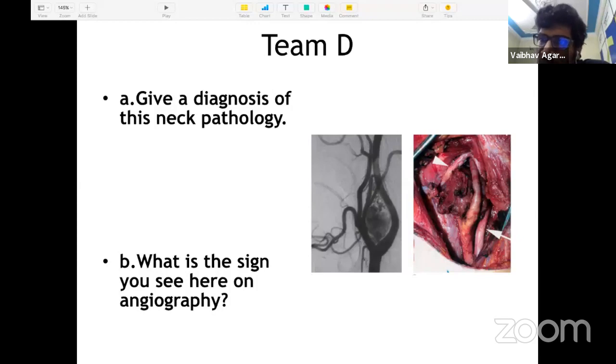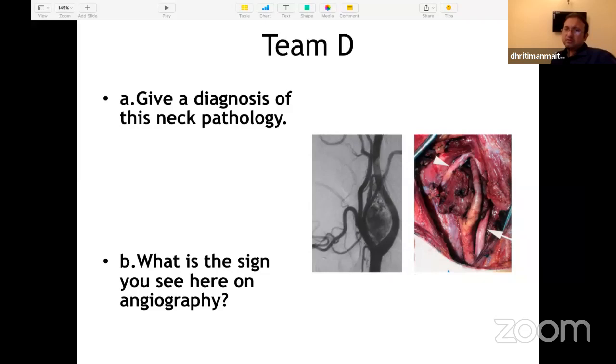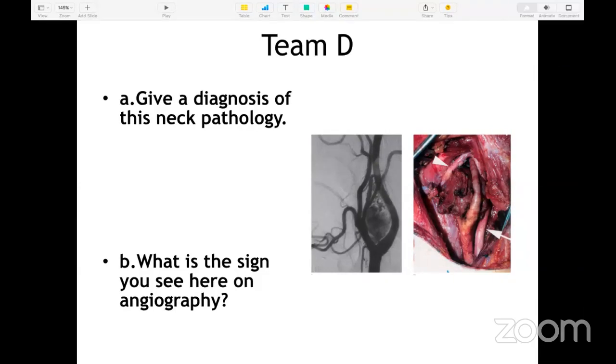So glomus tumor. And what is the sign you see here on angiography? Sir, I'm afraid the time is up.